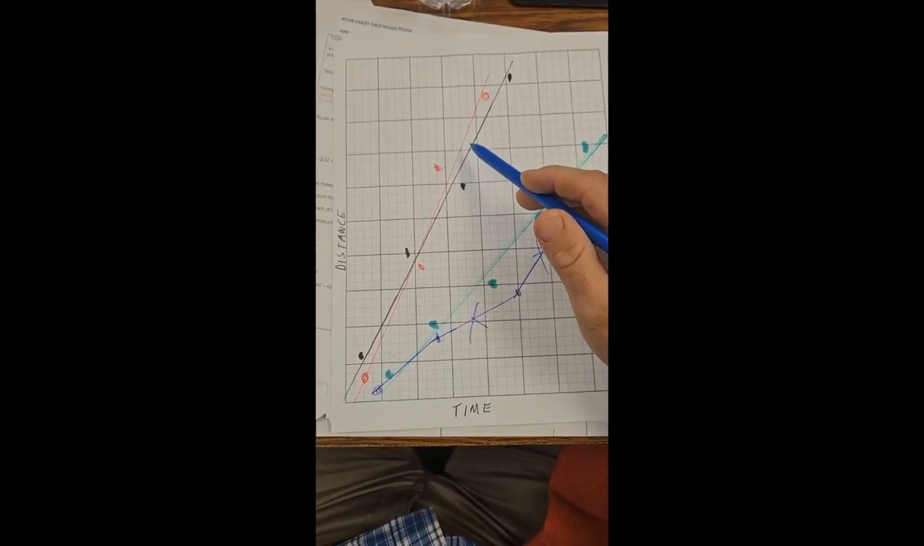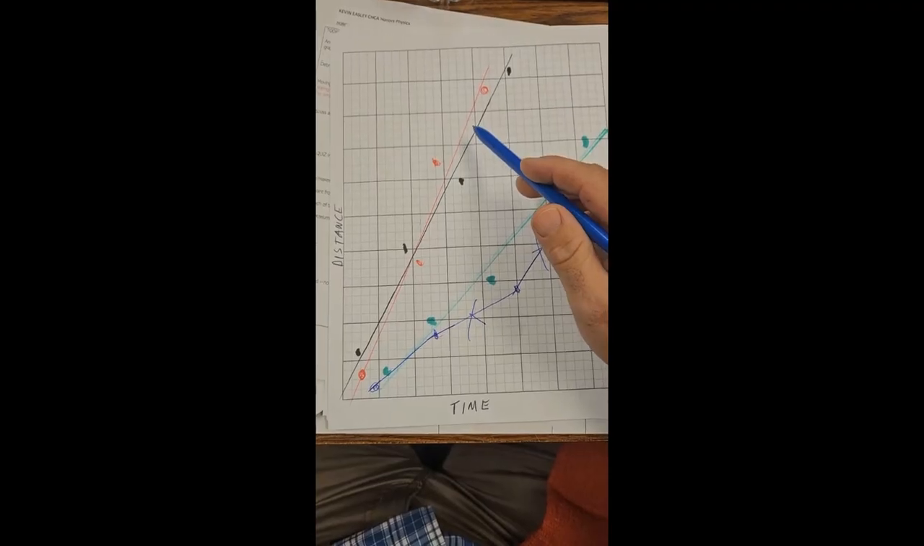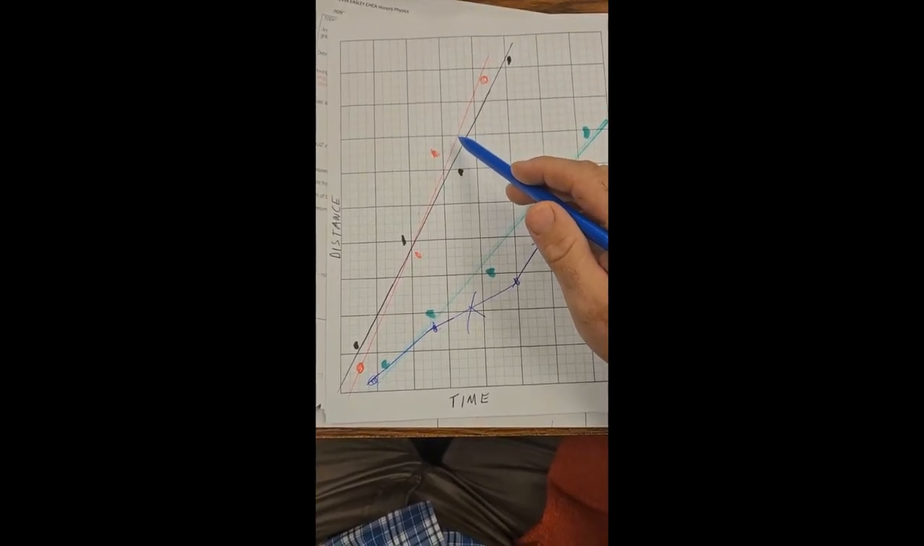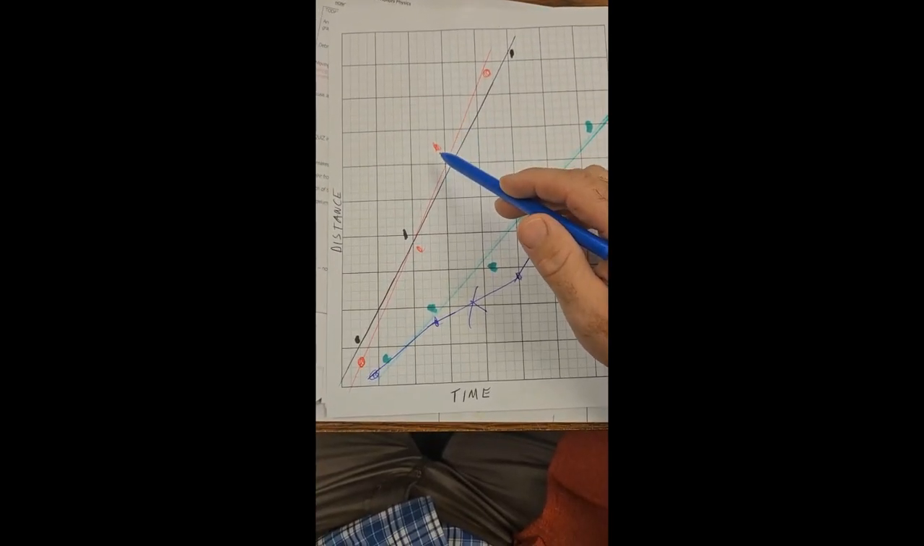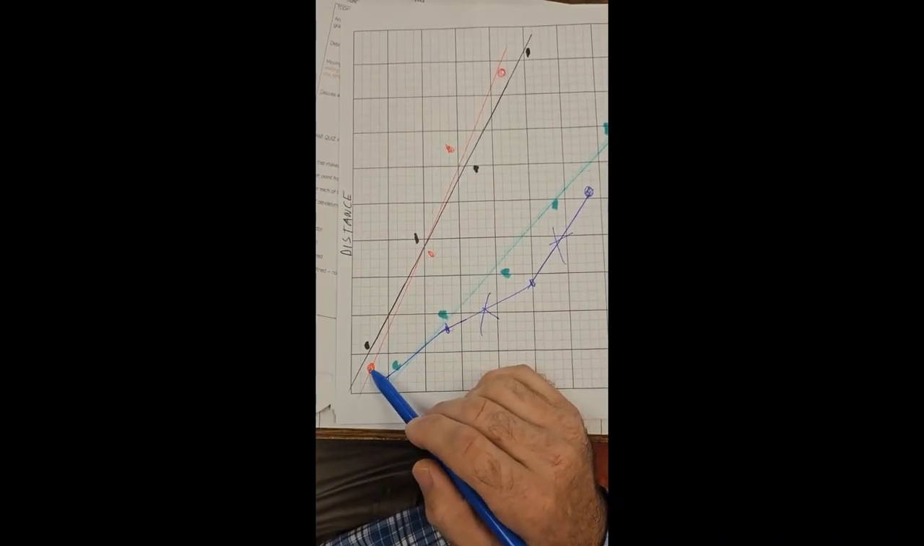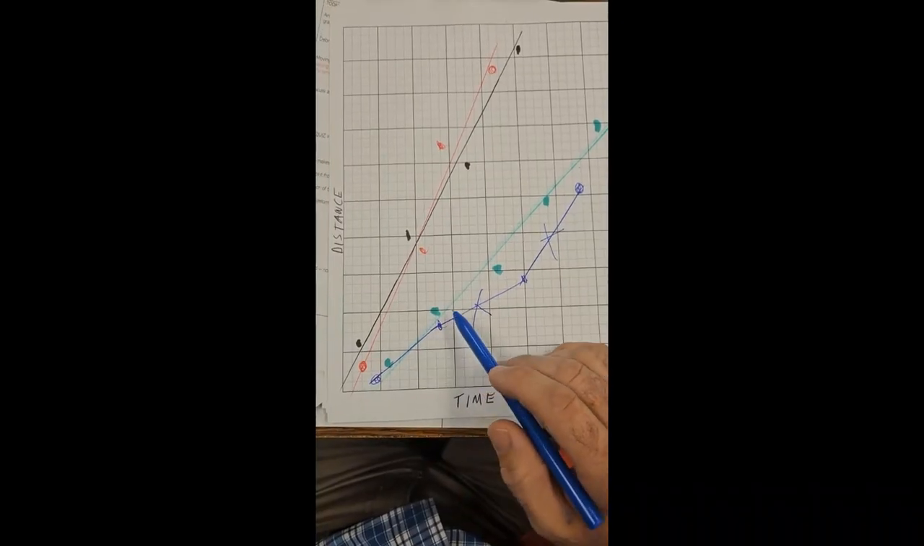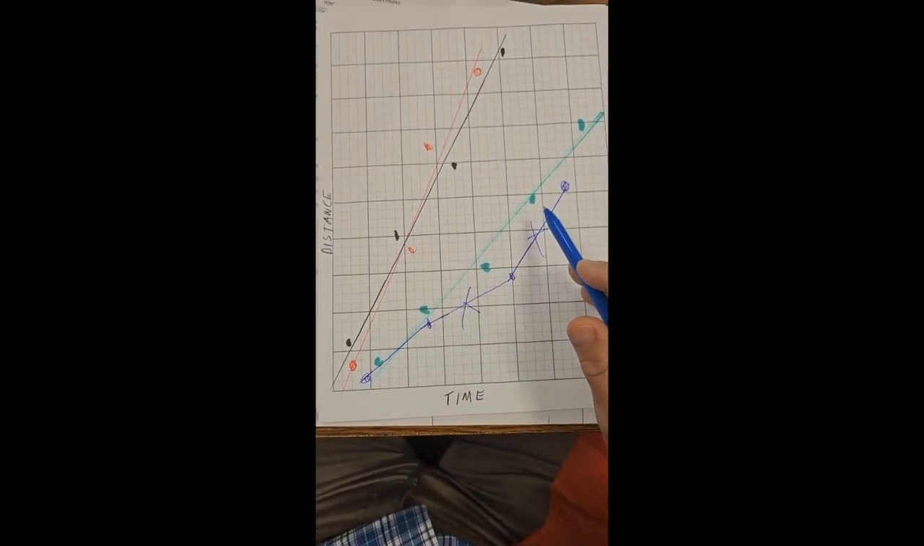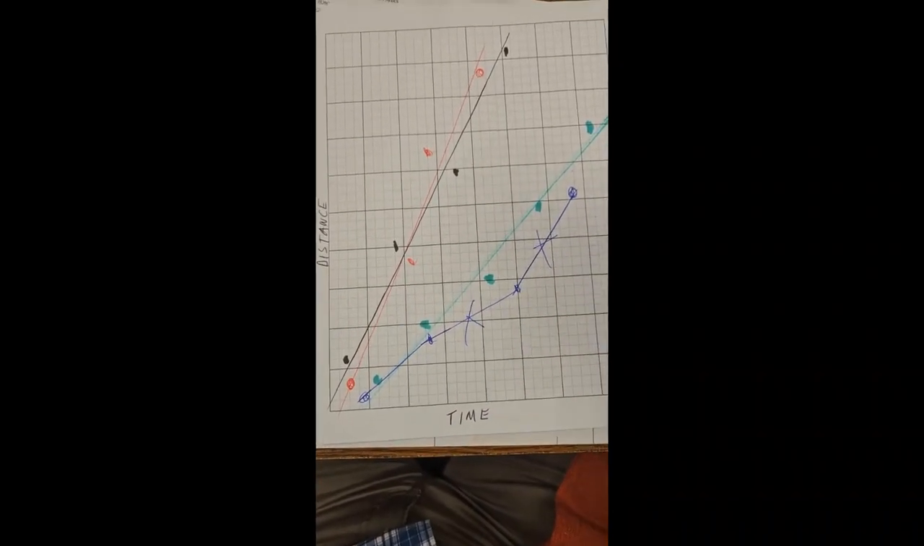You would notice that, typically speaking, the line itself would almost never go through the actual data point. The red one does right here. That wasn't on purpose. That one just happened. But normally speaking, the lines are as close as possible, but not right on them.